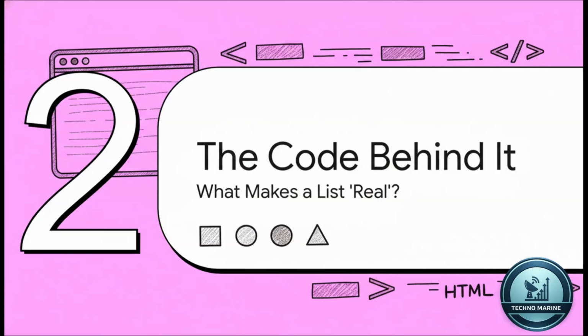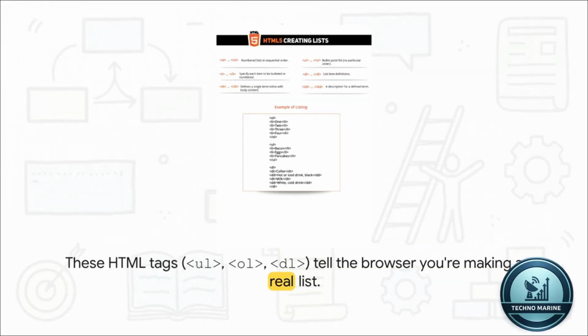So you're probably asking, what's the secret sauce? What actually makes a list real to a browser or a screen reader? Well, it all comes down to the code that's hiding just underneath the surface. It all boils down to these specific HTML tags. You've got UL for an unordered list, bullet points where the order doesn't really matter. Then there's OL for an ordered list, like our recipe, where the sequence is key. And there's also DL, a description list, which is great for things like a glossary. When you use these, you're sending a direct signal to the browser that says, hey, pay attention. This isn't just text, it's a structured group of related items.